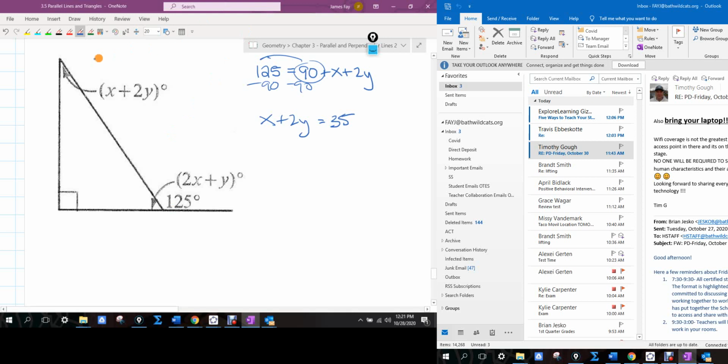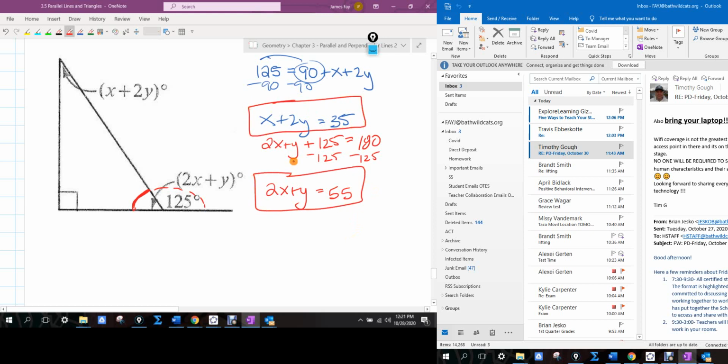2x plus y is supplementary. Okay, so that angle there and that angle there are supplementary. So can I say 2x plus y plus 125 equals 180? Yes. Can I move that 125 over? Yes. So I get 2x plus y equals 180 minus 125? 55. Okay, so we're there. This was true, and this is true.